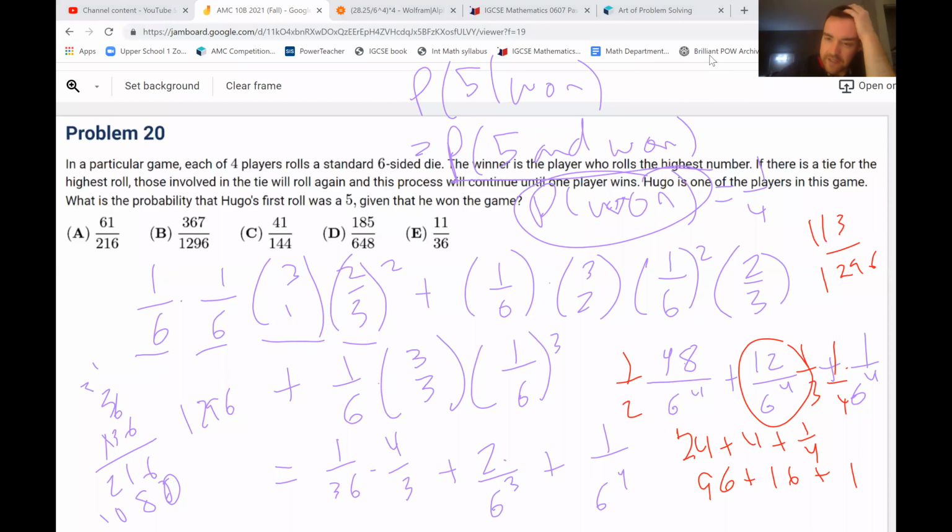Sorry, also forgot the case where nobody ties, right? It's possible that nobody tied. And that would happen in the case where each person rolled less than 5. So that would happen with chance 4 over 6 cubed, right? Because each of the other 3 people would have to roll less than a 5. So right, that would give me what? 4 cubed. 4 cubed is what? 64. 64 times 6.